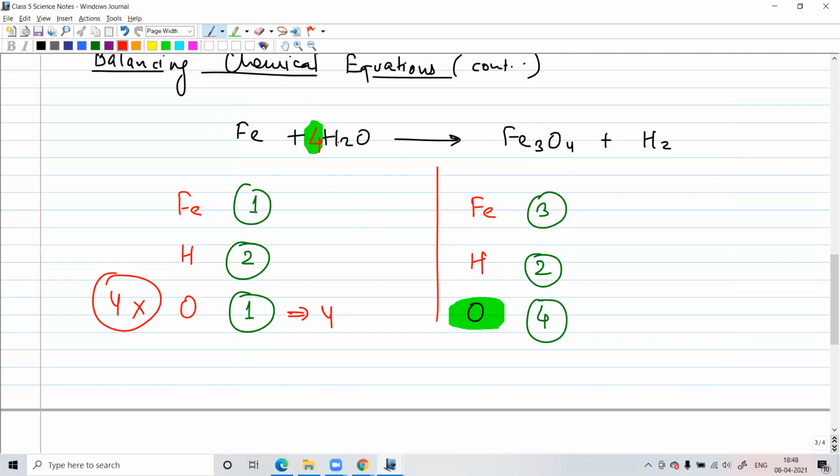But because we put 4 here, now hydrogen has also changed. How many atoms of hydrogen has become now? It has become 8, sir. Yes, be careful. 4 2s are 8. So since we had to multiply 4, hydrogen also changed. Now, oxygen is balanced now. We are happy, no problem.